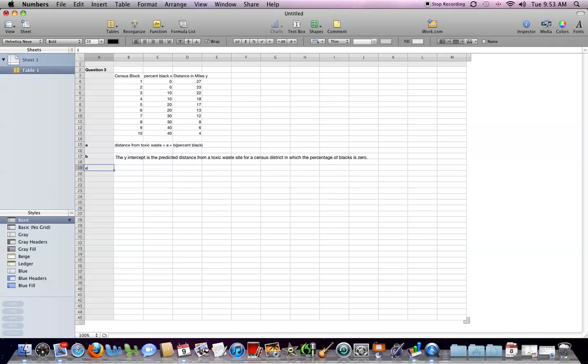Now C. Based on this equation, what is the predicted value of y for a census block? For census blocks that are 15% black, census blocks that are 25% black. Now this is, notice, if you look at this data, you don't even have to do the math. There's two census blocks. There's 0, so the average distance is 27 and 23. And at 10%, you increase the percentage black by 10%, and the average distance is 20.